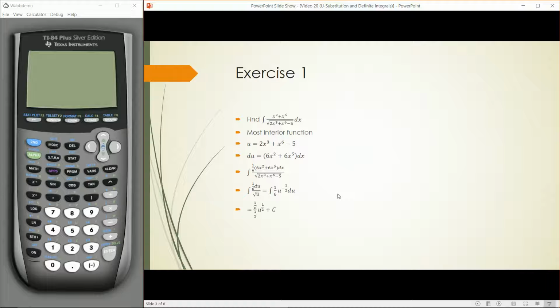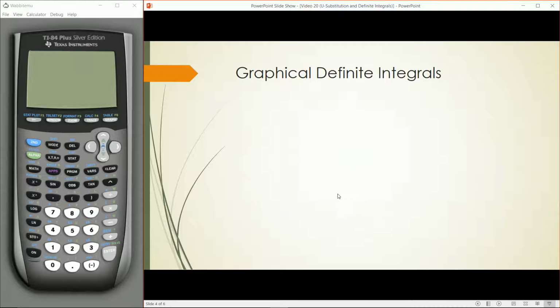Hopefully you're getting something that looks like this. Kind of ugly, so deal with your fractions, and make sure to substitute your u back in, and here is your final indefinite integral. Keep in mind this is a fairly useful technique, and it is one that you should know how to use. On to definite integrals.